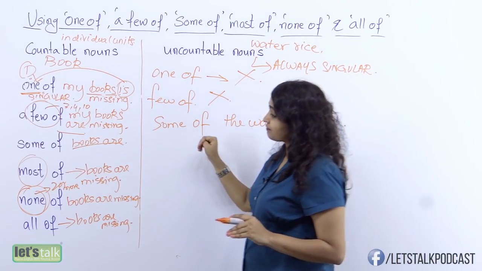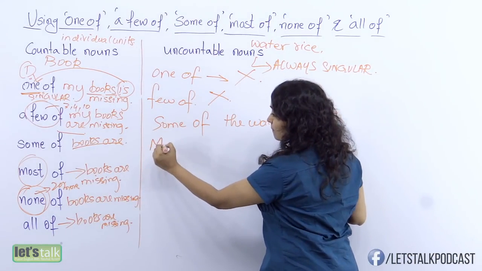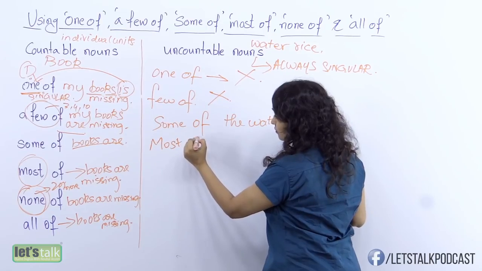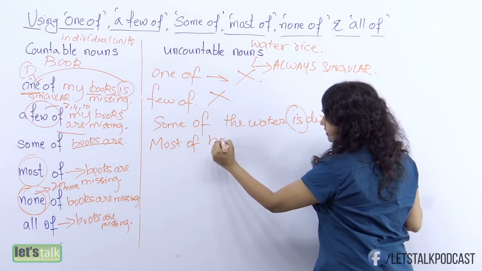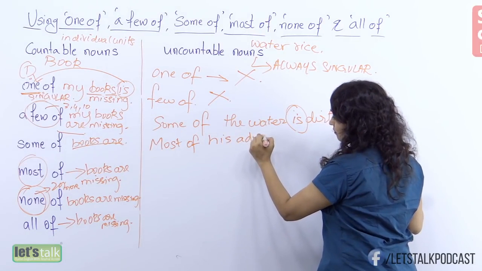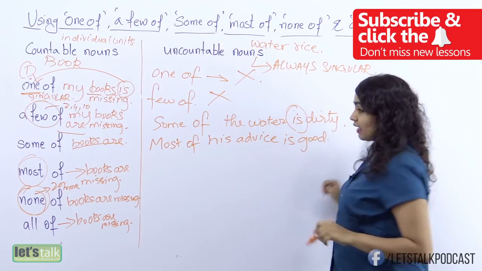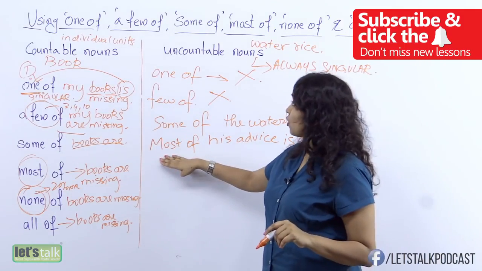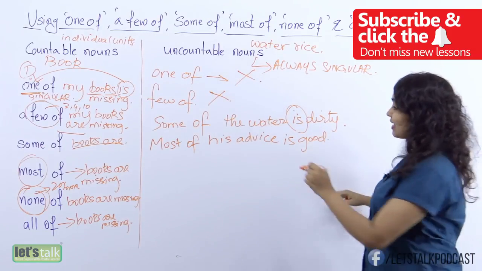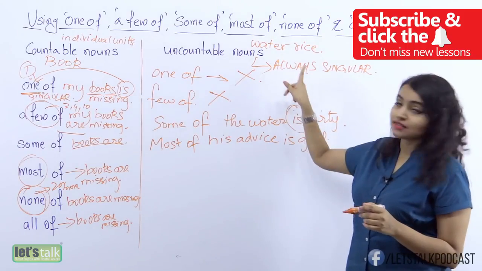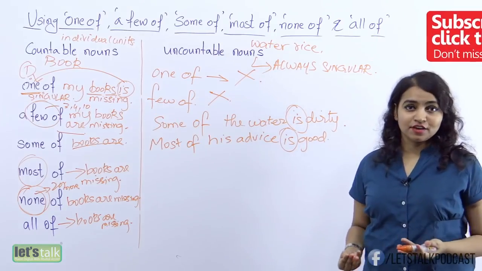How about using most of? Let's have a look. Okay, most of his advice is good. Again, you can use most of with an uncountable noun, which is advice, which does not have an S at the end of it because it's always singular. And you can follow that with an is because it is singular.